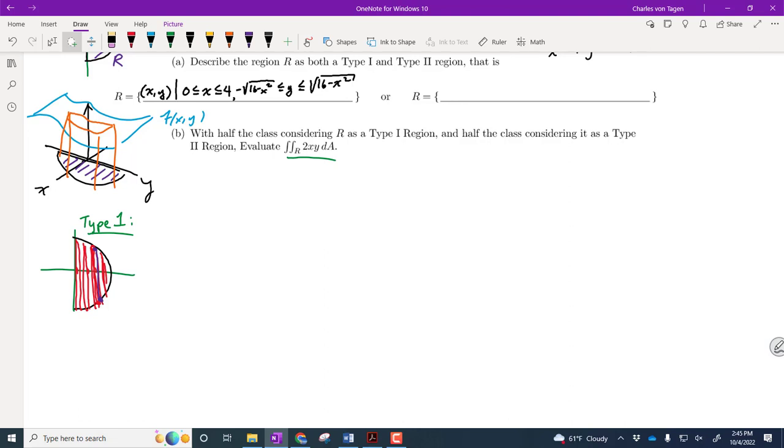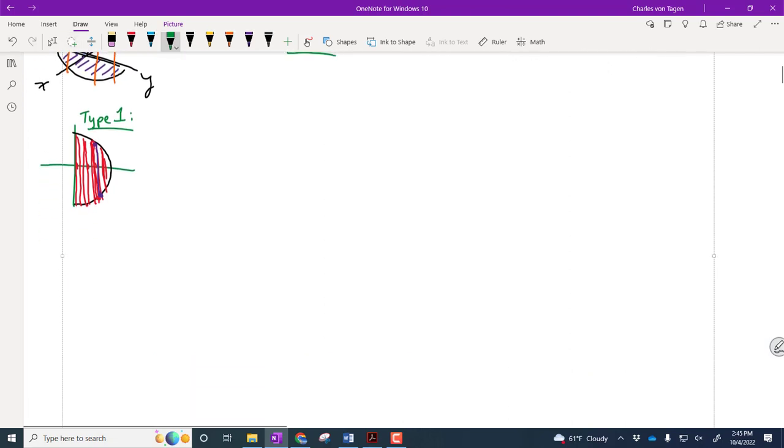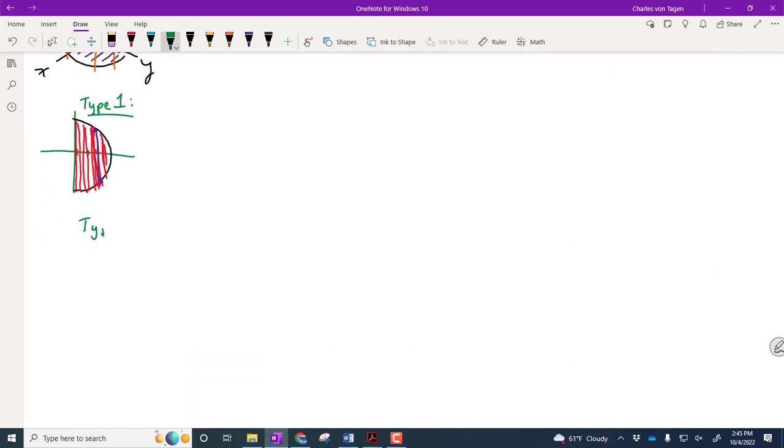Okay, so go ahead and give me the other way of describing this region. Give it a shot, and then I'd like you to check with folks at your table.